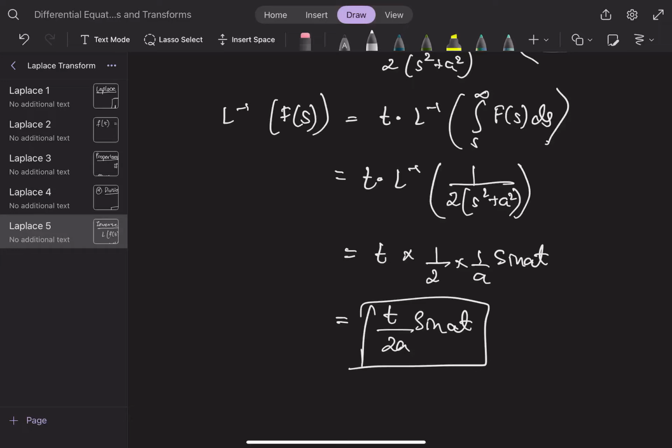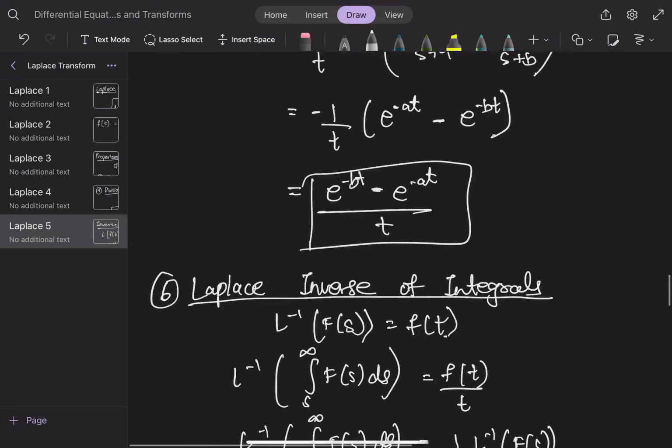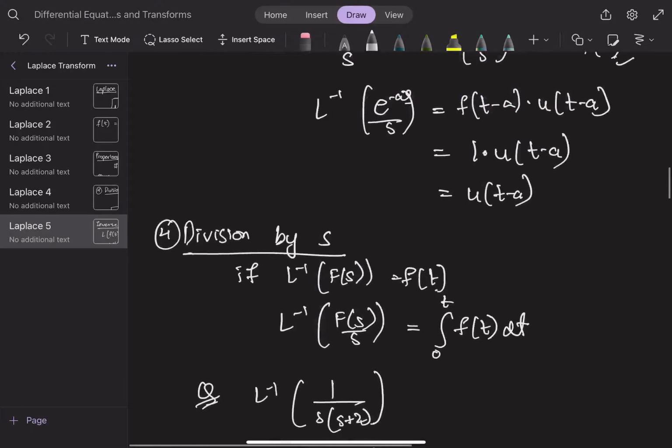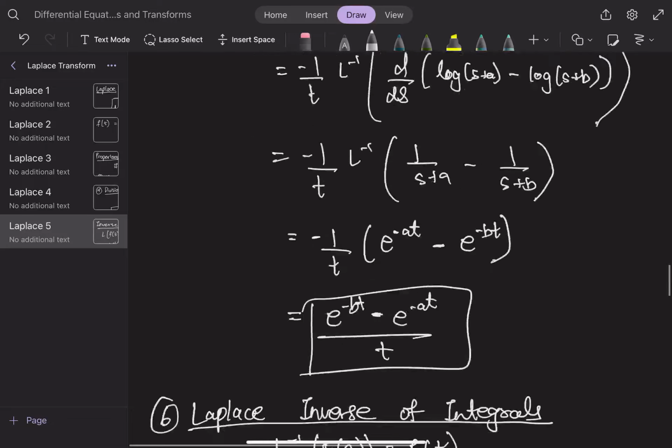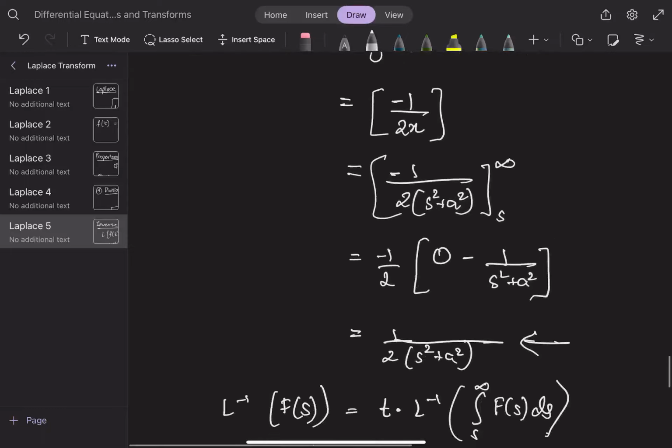So these were all the properties that you will be using. Remember the integrals and derivatives properties especially.